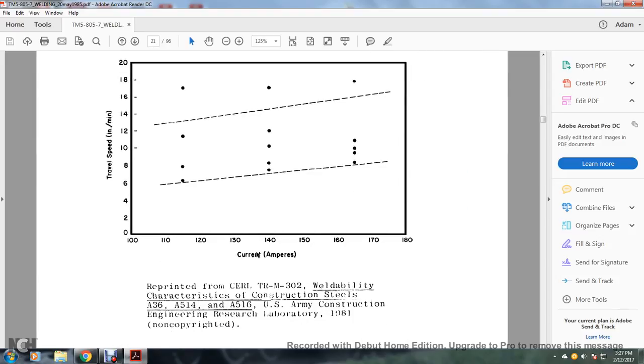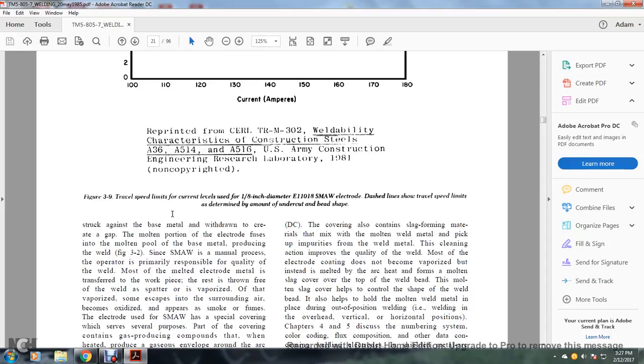Or your reprinted circular TRM302 welding characteristics, construction steels A36, A515, A516, U.S. Army Construction Engineering Research Laboratory, 1981. Amperes from 100 to 180. They line up at 115 from 6 to 15, and 140 from 7 to 14 travel speed in inches, and 165 from 8 to 16 inches per minute.